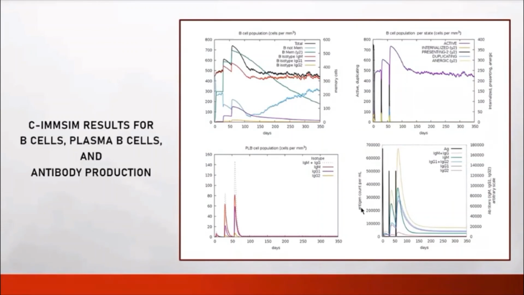These plasma B cells also secrete antibodies seen on the bottom right graph. Because one plasma B cell can produce hundreds of thousands of antibodies, antibody levels are shown to be very concentrated during injection and less concentrated after.